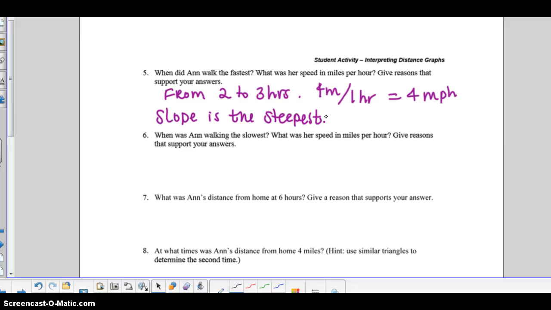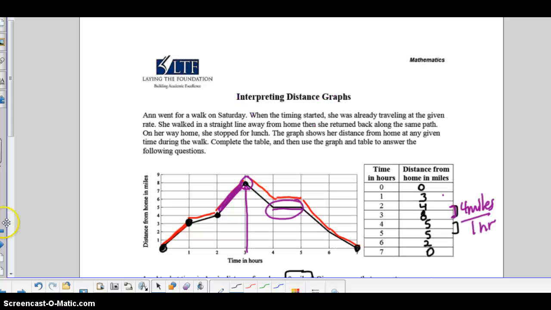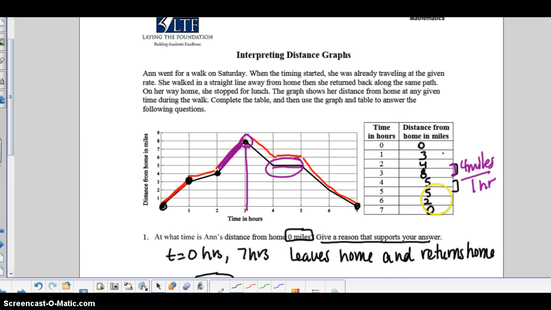Number 6 says, when was Anne walking the slowest? What was her speed? And give your reason. Well, she's going to walk the slowest, and we could look at our table again, right here, from 3 to 4, other than the fact when she stopped. She walks the slowest from 3 to 4. And the reason that's the slowest is because she only covers 1 mile in 1 hour. And it is the least steep piece.